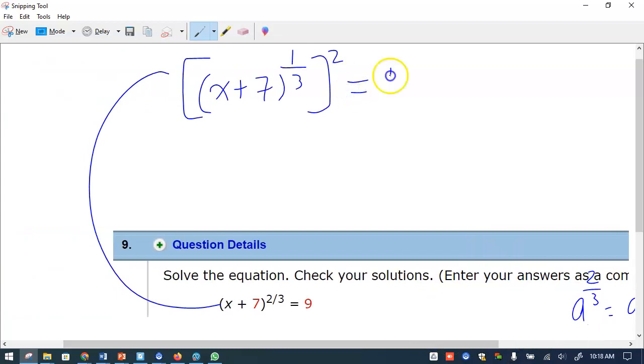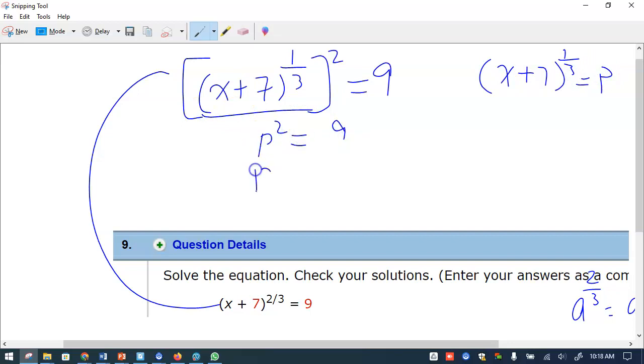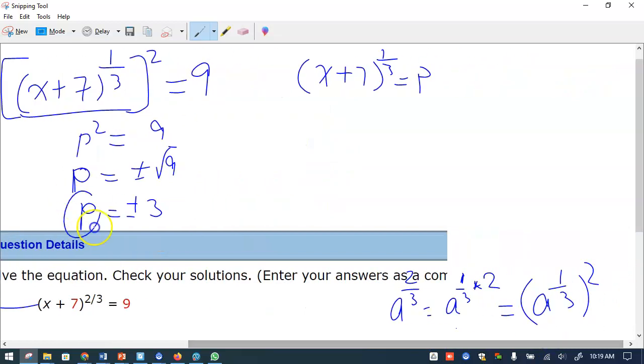This equals 9, and instead of x plus 7 raised to 1/3, let's replace it by another variable p. So this whole thing will become p squared equals 9, and you can see p becomes equal to plus or minus the square root of 9. And we know the square root of 9 is 3. So there are two answers, plus 3 and minus 3. At the same time, what is p?